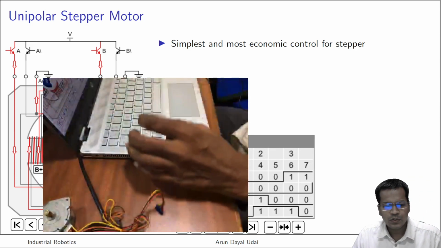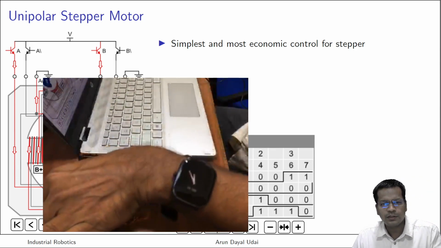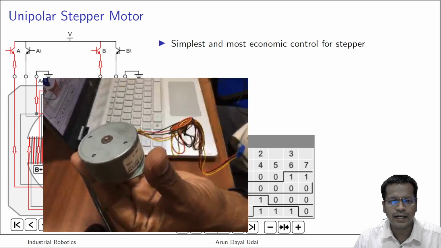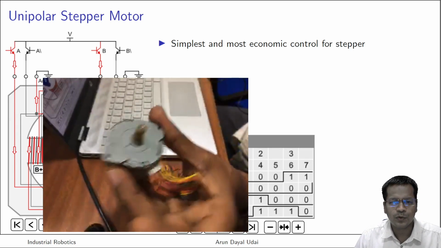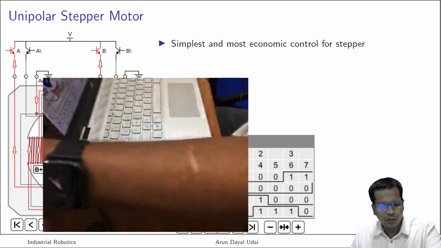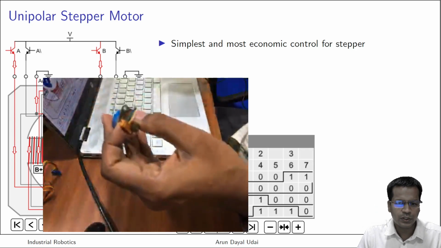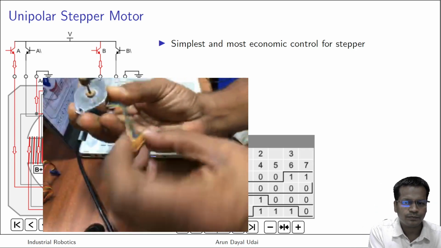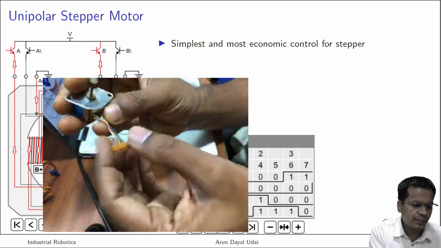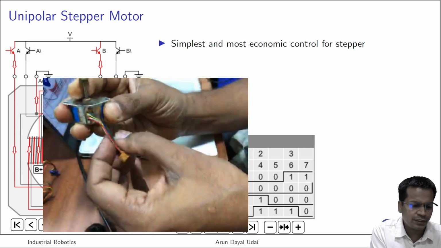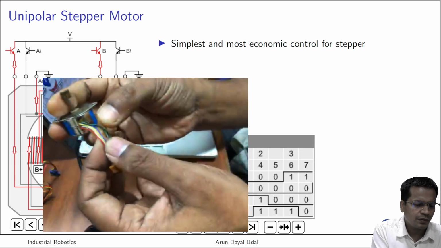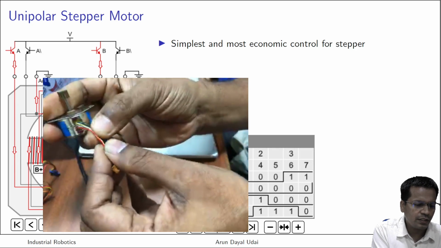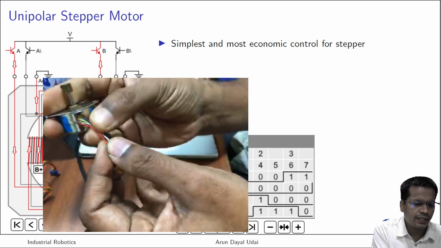Okay, so 5 wires. The motor I have in hand now is a unipolar motor which has 5 wires. You can also have a unipolar motor like this. How many wires does it have? It has a total of 6 wires: 2 green, 1 blue, 1 yellow, white and red.